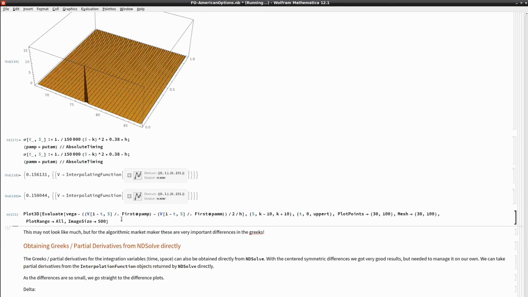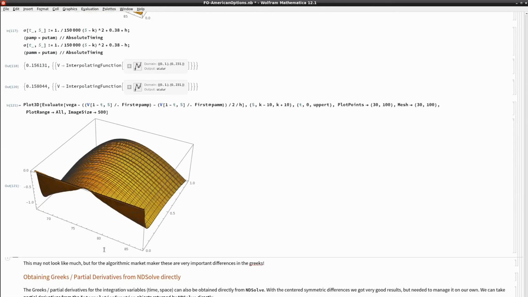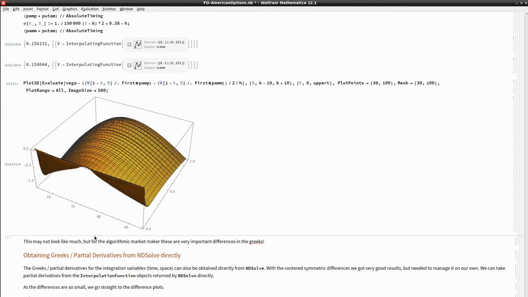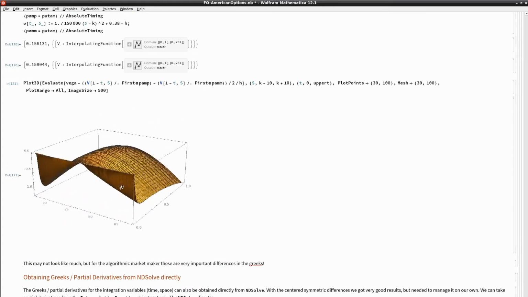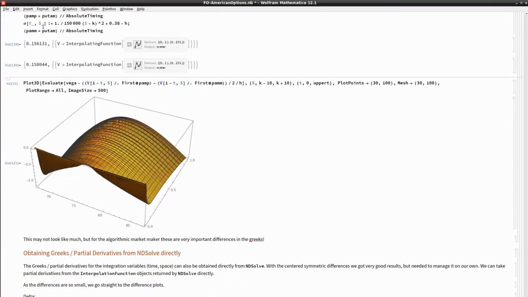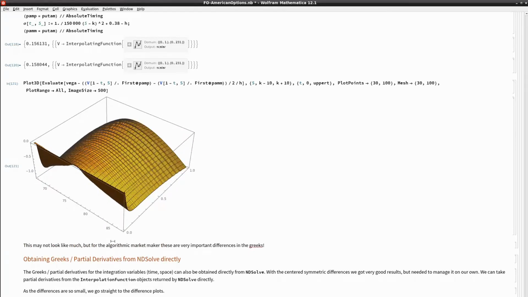Here we just have to do it as a difference plot, otherwise we couldn't see much. And I want to point out that again, this is not an error plot. This is simply due to two-dimensional volatility and one-dimensional interest rates. So this may not look like much, but for the algorithmic market maker, these are very important differences in the Greeks. Right? If you were to do this with constant volatility and constant interest rate, you would get bad prices, you would get bad option prices, and that feeds through to bad Vegas.